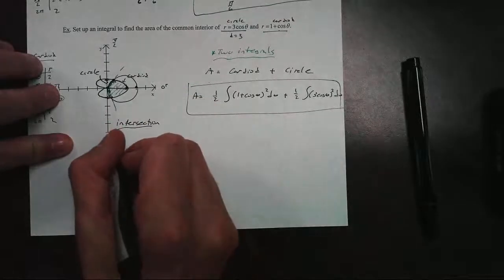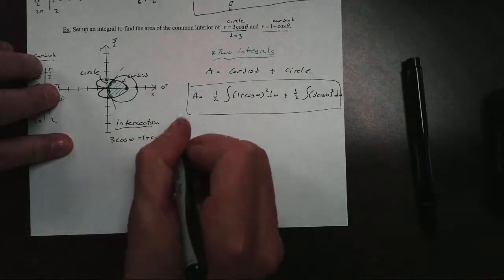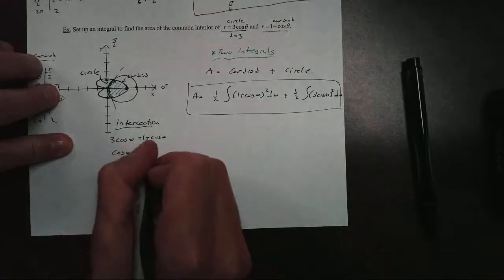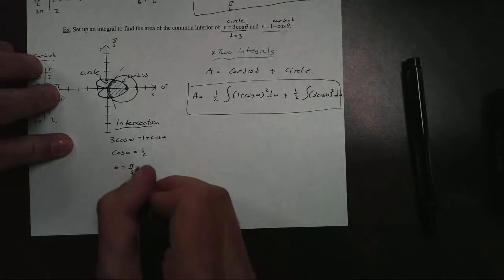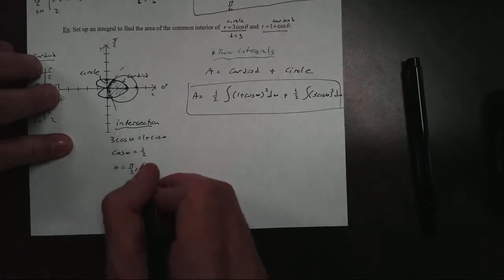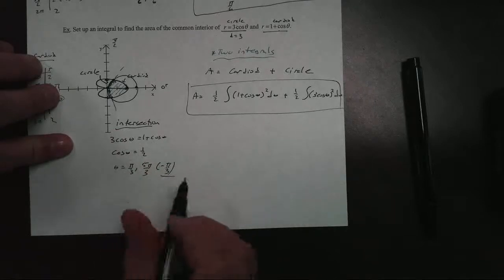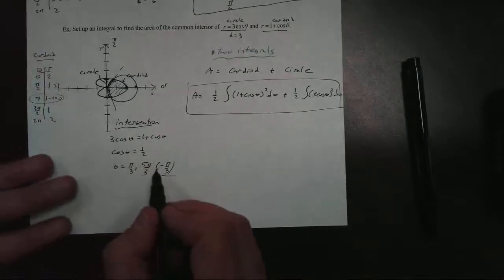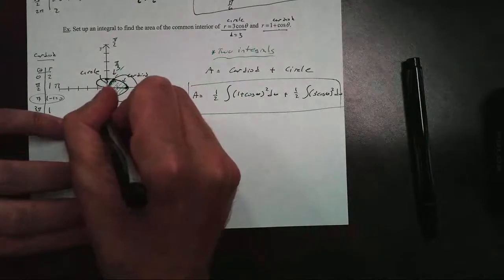To find where the two will meet, I set 3 cosine theta equal to 1 plus the cosine theta. So again, we get the cosine of theta equals 1/2. And we get pi over 3, and where cosine equals 1/2 also 5 pi over 3. Now I'm going to make this negative pi over 3, because we talked yesterday about when you deal with cosine, sometimes you want to use the negative instead. So it's meeting up here at pi over 3, and down here at negative pi over 3.